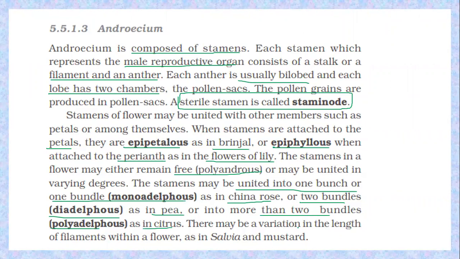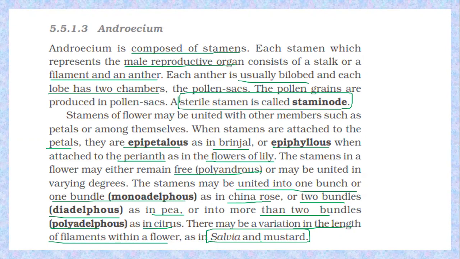And the length of the filament may vary in certain flowers, that is in salvia and mustard. You will find there is a variation in the length of the filament. Okay, so what are the main points? You have to study what are the two major components of the androecium, that is stamen and the anther, and sterile stamen is called staminode.